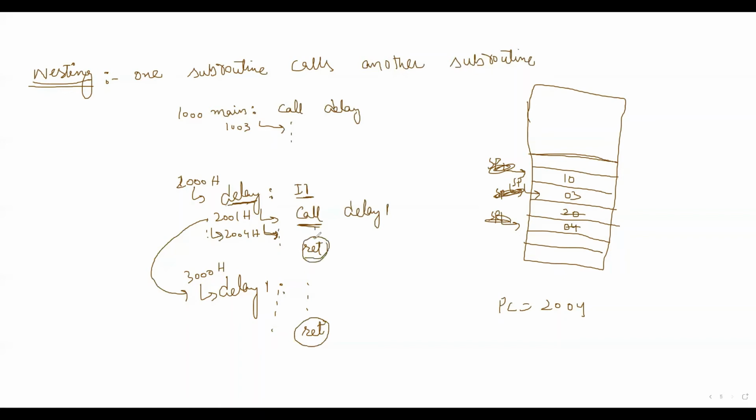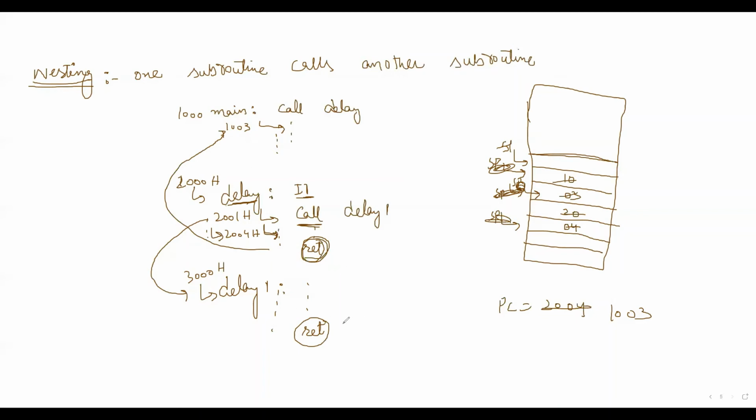Again, we have return here. Return means again pop from the stack. Now PC will contain 1003H, and the stack pointer is incremented by 2. That means my stack pointer will come here. Now PC has 1003. 1003 was this location. So from here, I will execute the instructions. So this is how nesting is applied in our programs for microprocessor 8085.